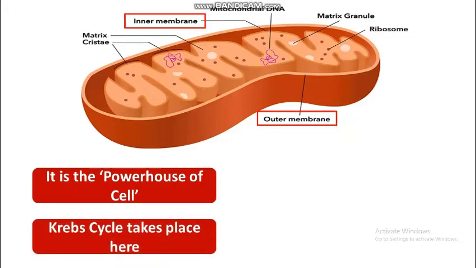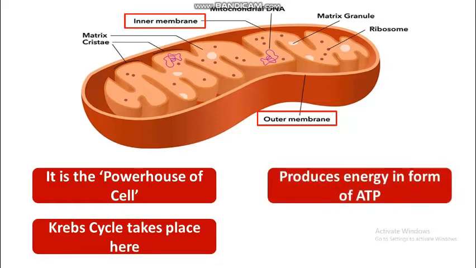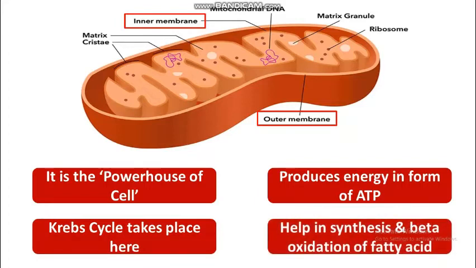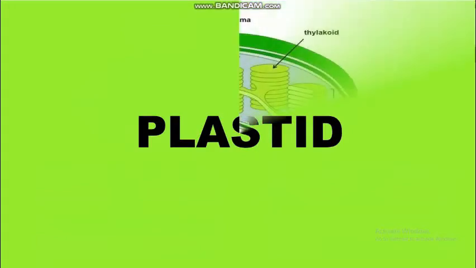And next point is the Krebs cycle, which is also an important procedure that takes place in the mitochondria as well. Coming to the third point, it helps in the production of energy in the form of ATP, and we all know that the full form of ATP is adenosine triphosphate. Coming to the last and fourth function of the mitochondria, it also helps in the synthesis and beta oxidation of fatty acid.